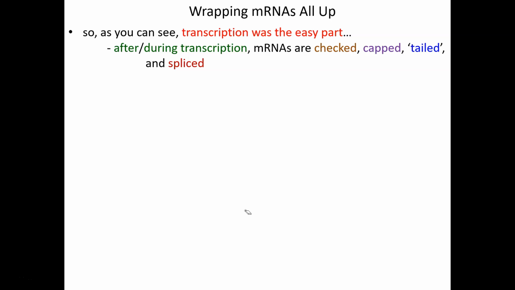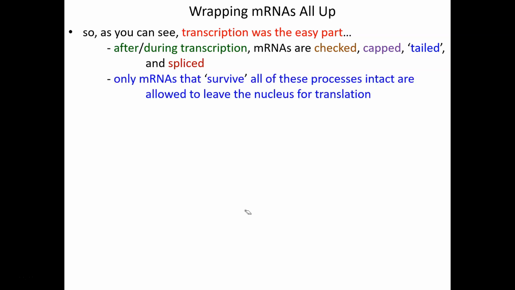Once transcription is done, the messenger RNAs need to be checked. Make sure they're intact. If they're intact, they get the 5' cap, that upside-down methylated guanine. They get their poly A tail, and they get spliced with the spliceosome. Because the cap has cap binding proteins associated with it and the tail has poly A binding proteins associated with it, that messenger RNA can circularize, and circularized messenger RNAs can then leave the nucleus.